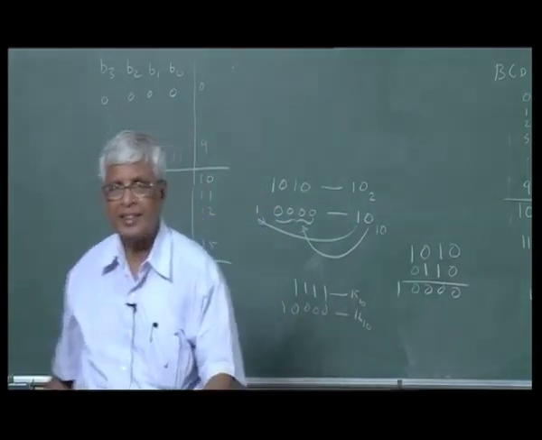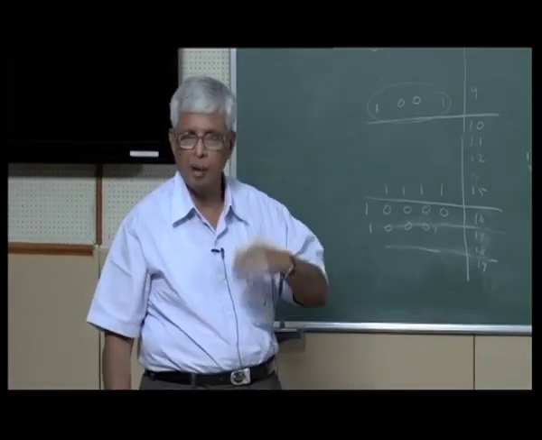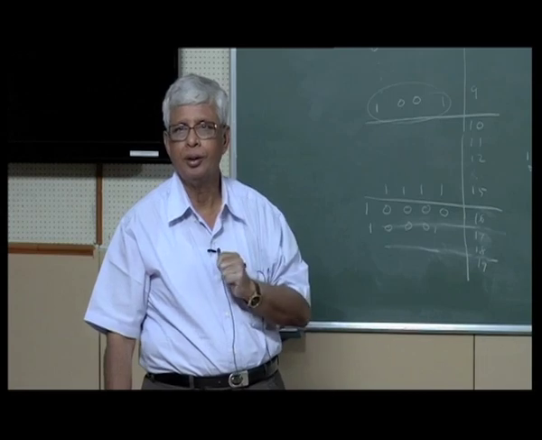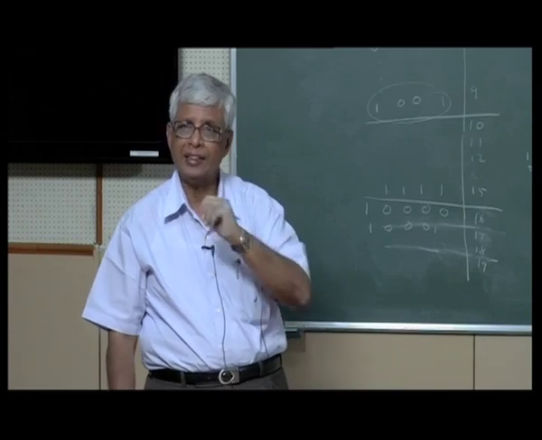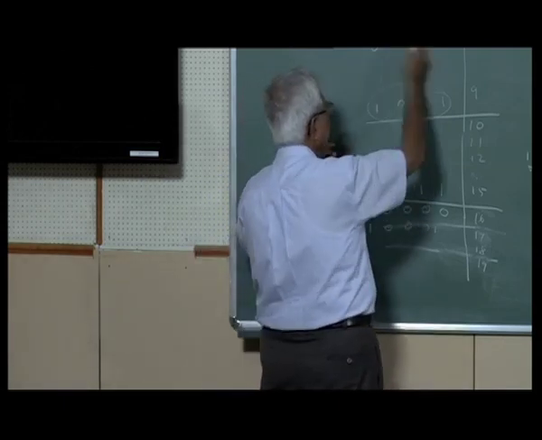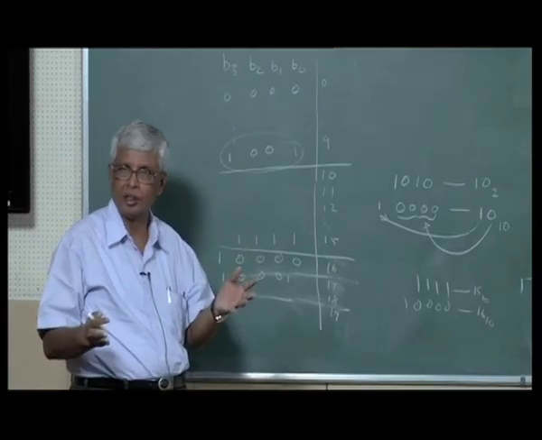If the number exceeds 9, that is, the number is 10 and above, we will add a 6 to it. So I should detect this number. Up to 9 I am very happy. The result is 0 through 9. Whether it is a BCD number or a binary number, there is no difference.